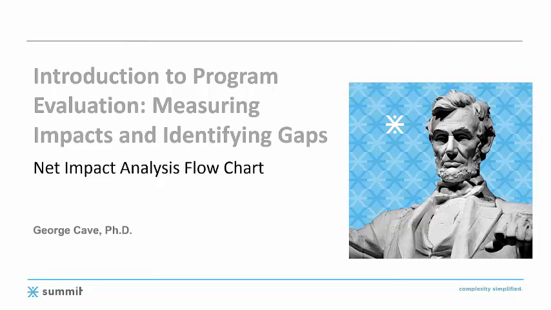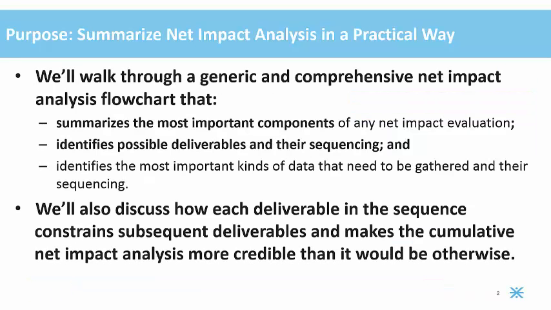This presentation is a walk through a generic and comprehensive net impact analysis flowchart that summarizes the most important components of any net impact evaluation, identifies possible deliverables and their sequencing, and identifies the most important kinds of data that need to be gathered and their sequencing. We'll also discuss how each deliverable in the sequence constrains subsequent deliverables and makes the cumulative net impact analysis more credible than it would be otherwise.